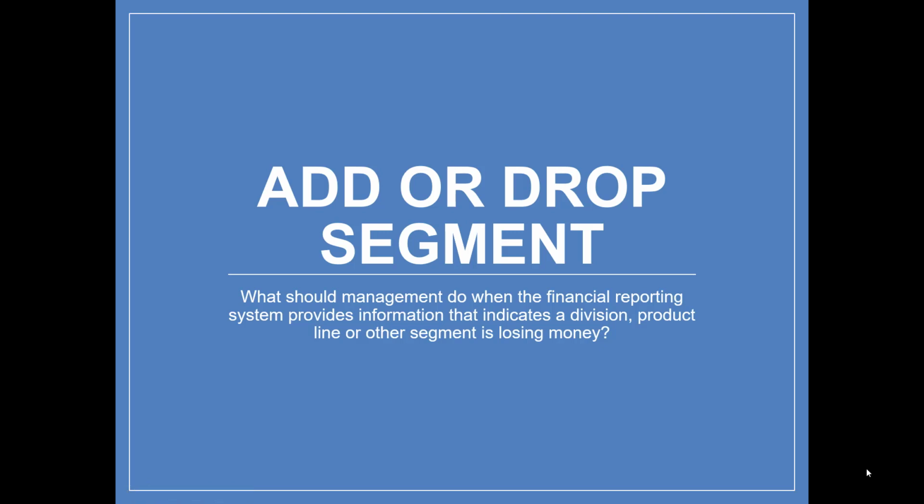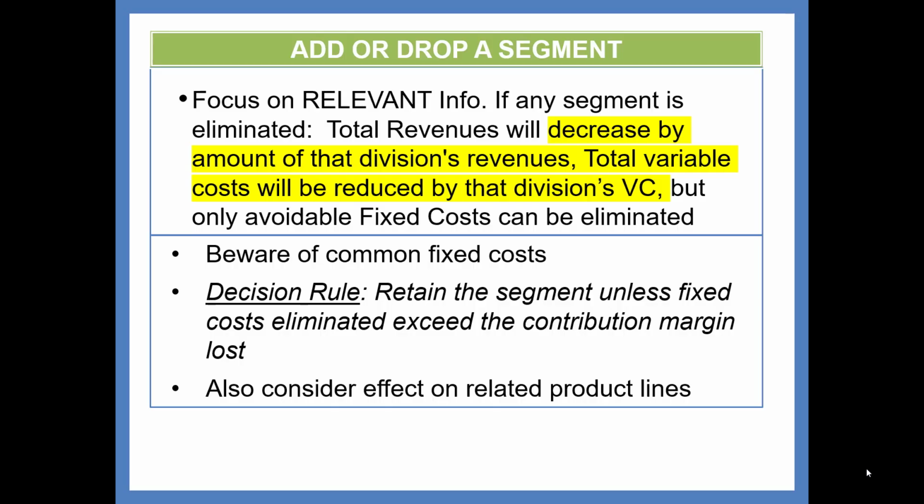Next up, we'll look at add or drop a segment. So here we'll be focusing on what management should do when it looks like one of their segments, a product line, a department, a store, is losing money. We will focus on this in the short run. And of course, we want to focus on the relevant information.